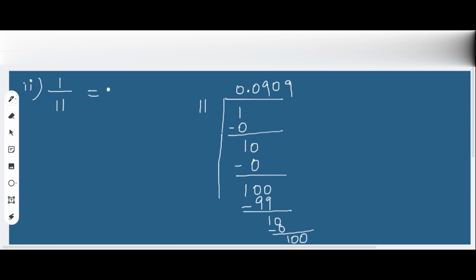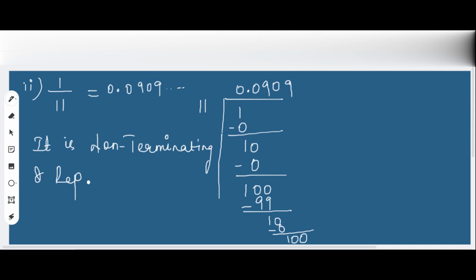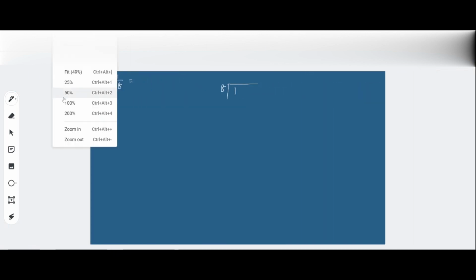So it is non-terminating. The answer is 0.0909, and so on, which means it has no end, and it is non-terminating, also repeating, right? Repeating. This one you should write like this. Which numbers keep on repeating? 0, 9. So you have to put a bar like this. 0.09 bar means 0.090909, and it keeps on going. So this is the answer for the given question.